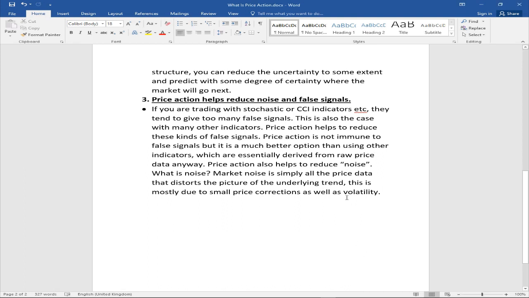Okay, but remember, it all depends on you. If you have an indicator that works well for you, continue using that as long as you make money. The point here is to make money in the market, guys. Okay, be part of the 1% that is profitable.